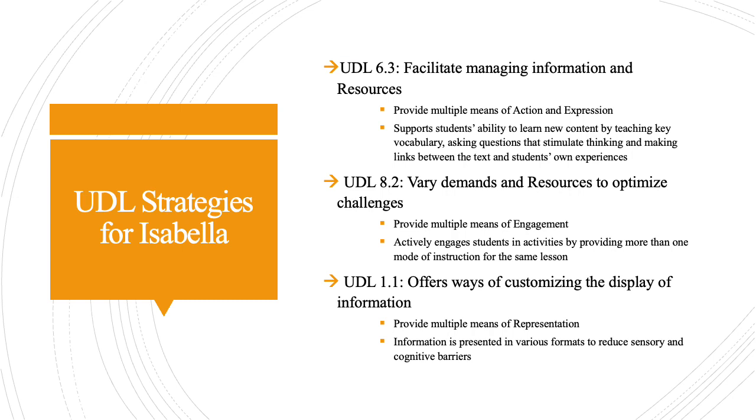In order to differentiate our ELA lesson plan for Isabella's needs, we're going to be using 3 specific UDL, or Universal Design for Learning, strategies. The first UDL strategy that we're going to be using is UDL 6.3, which facilitates managing information and resources. This UDL strategy provides multiple means of action and expression that support students' ability to learn new content by teaching key vocabulary, asking questions that stimulate thinking, and making links between the text and the student's own experiences.